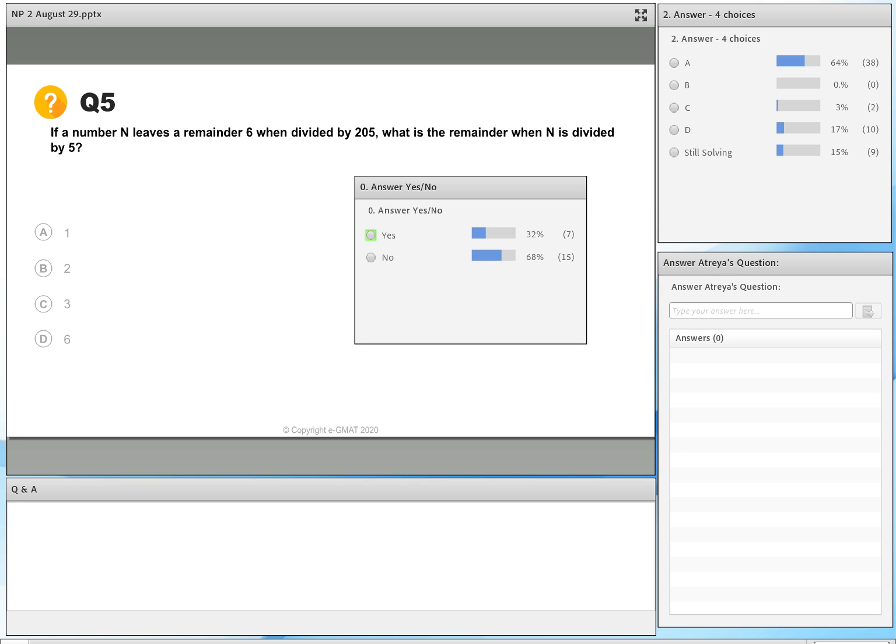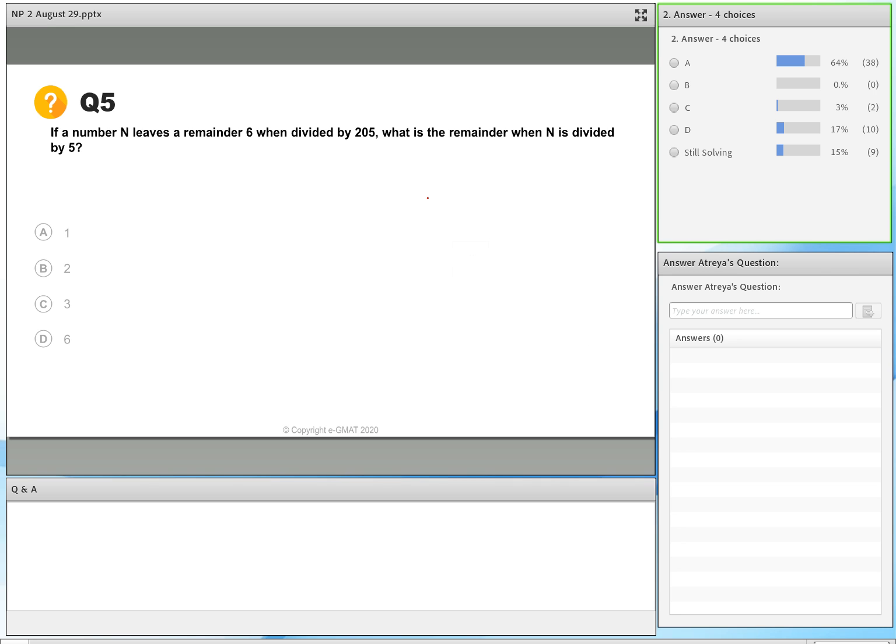Those questions which would seem convoluted to you after, let's say, half an hour or so, would become easy for you if you start using the method right away, right? So with that, let's now move into the answer discussion for this question. If n is a number which leaves a remainder of 6 when divided by 205, what is the remainder when I divide n by 5?